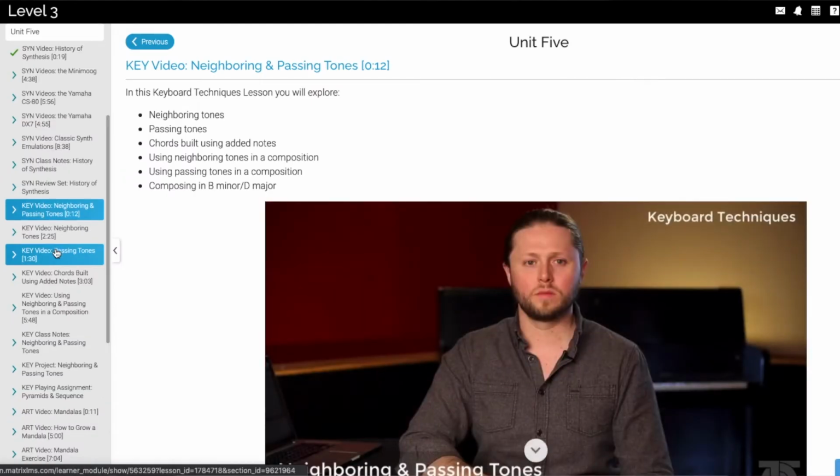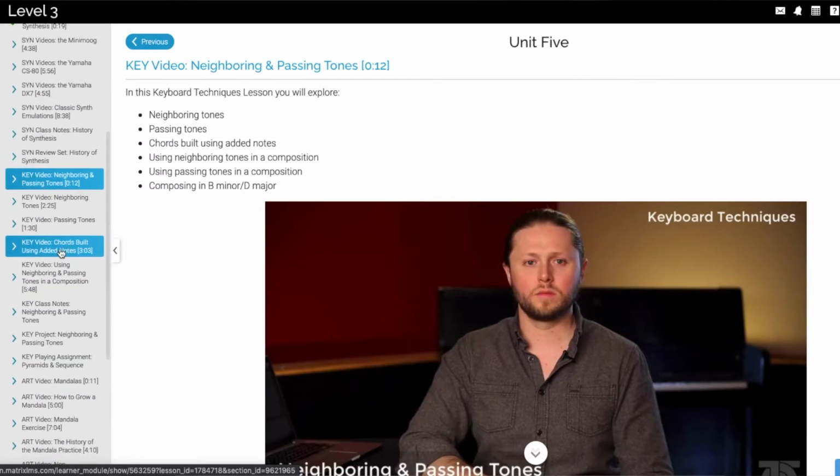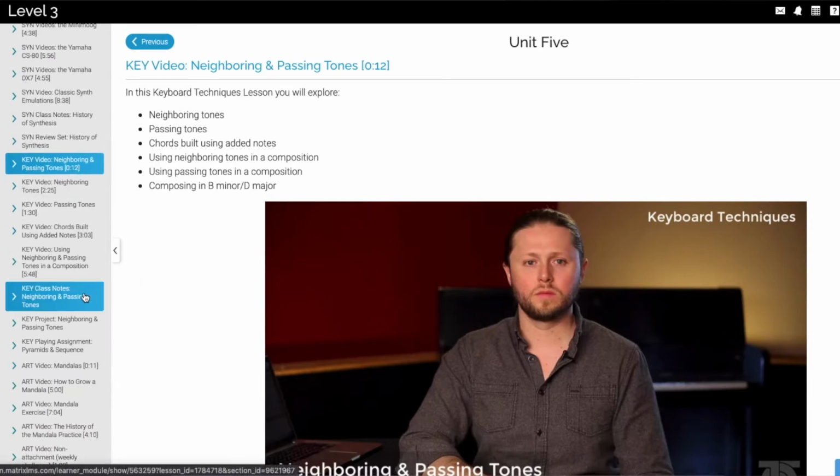Moving forward, we push into some keys lessons. In this keyboard techniques lesson, you will explore neighboring tones, passing tones, chords built using added notes, using neighboring tones in a composition, using passing tones in a composition, composing in B minor/D major. We end keys with the class notes, as well as a project on neighboring and passing tones, followed by a playing assignment, pyramids, and sequence.